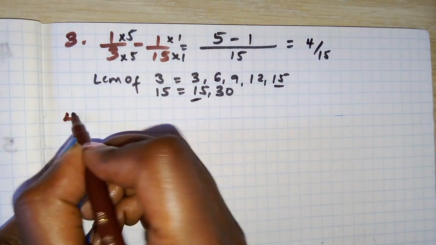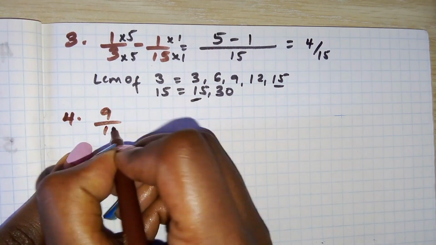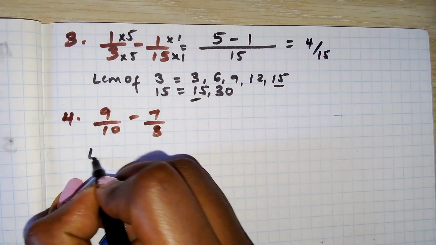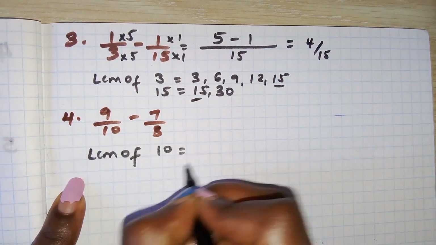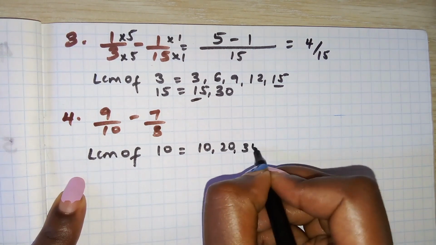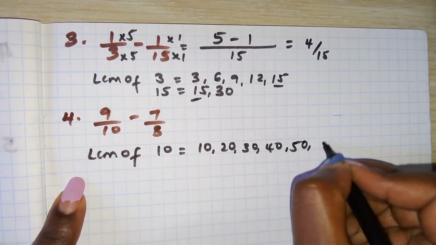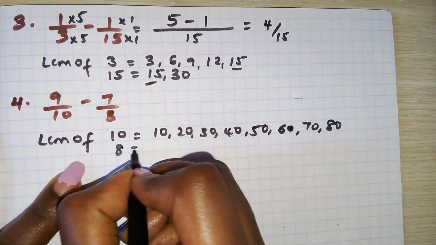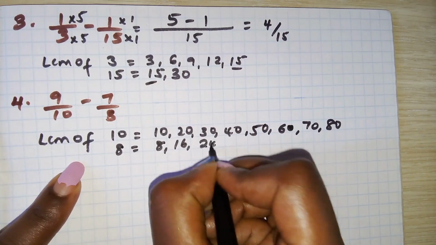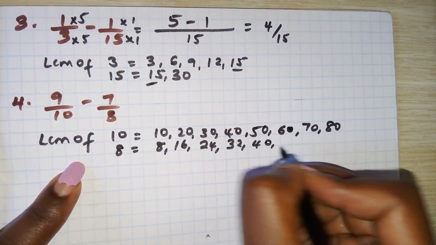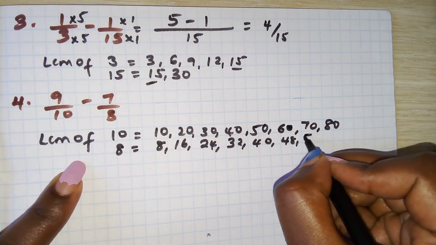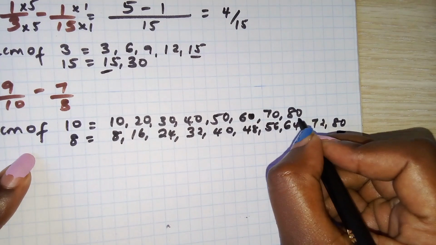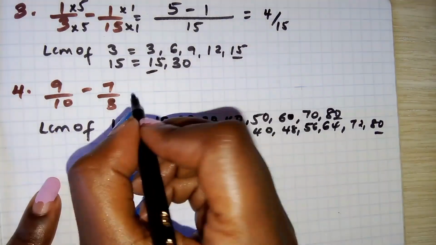Number 4, we have 9 over 10 minus 7 over 8. So let's do LCM of 10: 10, 20, 30, 40, 50, 60, 70, 80. Now we do LCM of 8: 8, 16, 24, 32, 40, 48, 56, 64, 72, and 80. So the LCM is 80.